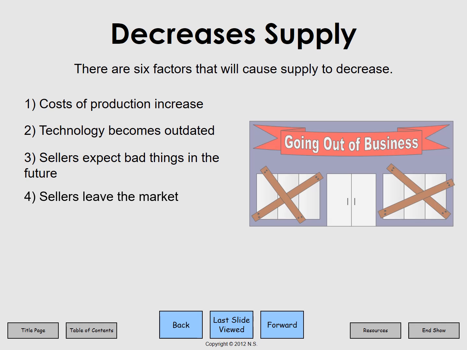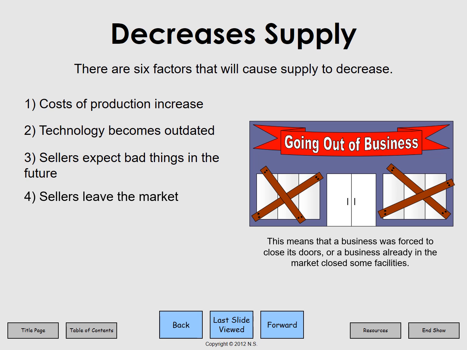Sellers are going to leave the market. So if people are falling behind, if people are closing their businesses down, there's less of that product out there. If the market for lemonade goes down, you can't pay your cousin a couple streets over to work for you anymore, so you've got to shut down. If you only have 1 lemonade stand going instead of 2, obviously there's going to be less supply out there.